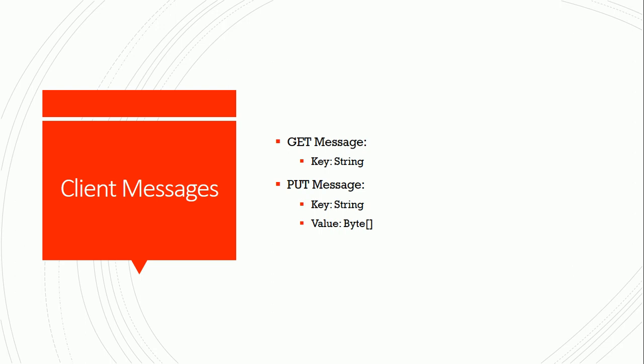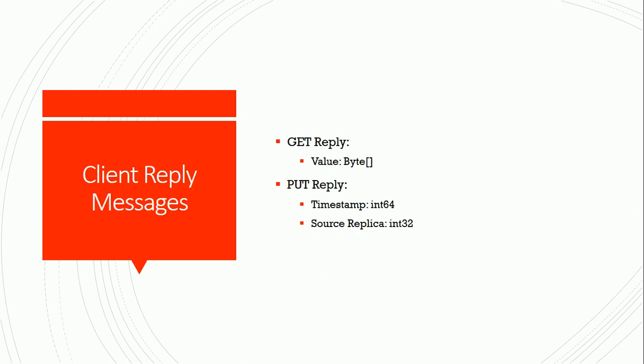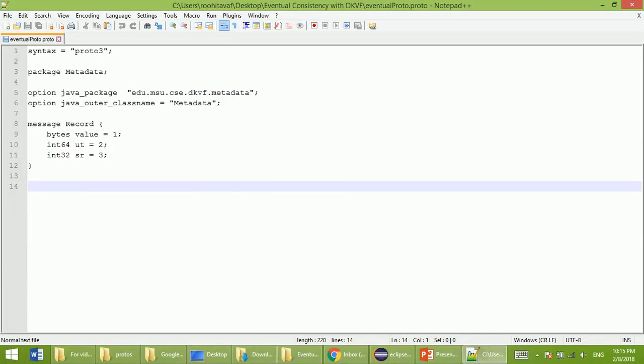Corresponding to these client messages, we have client reply messages that we also have to define for our proto file. These are the get reply, which has only the value that the client asked for, and the put reply, which has two elements, timestamp and source replica. They are not necessary for an eventually consistent data store, but I have included them for the sake of presentation in this video. So let's see how we can write the corresponding proto description for our client message.